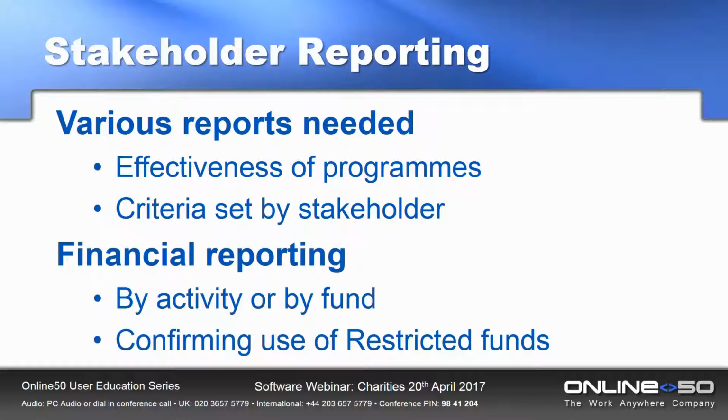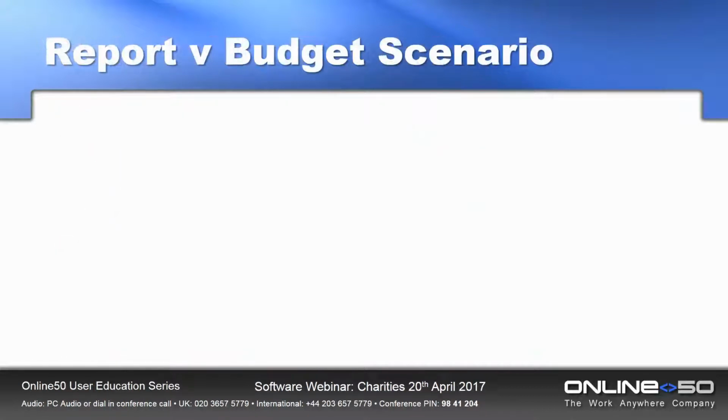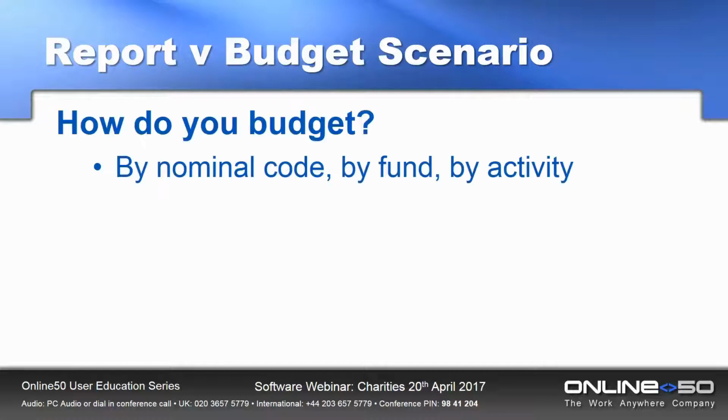In addition to those reports, almost certainly you're going to want to report versus a budget scenario. So a budget scenario is where you're saying this is how we expect expenditure to happen. And in order to do that, you need to understand how do you budget. So do you budget just by the nominal code? Do you budget by fund? Do you budget by activity? And probably most charities would budget by activities. They may do a budget by fund if they're involved with a particular donor who is requiring that, and then they want to report back against that fund.